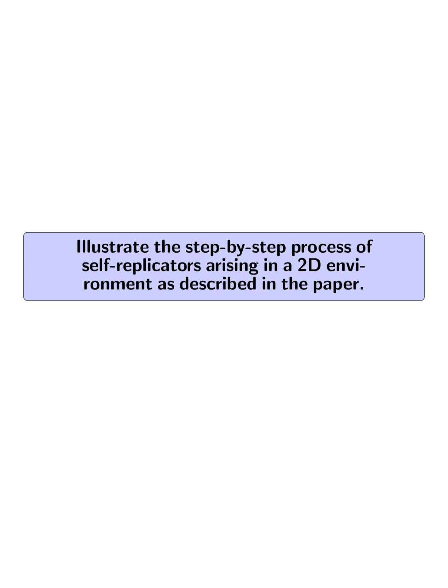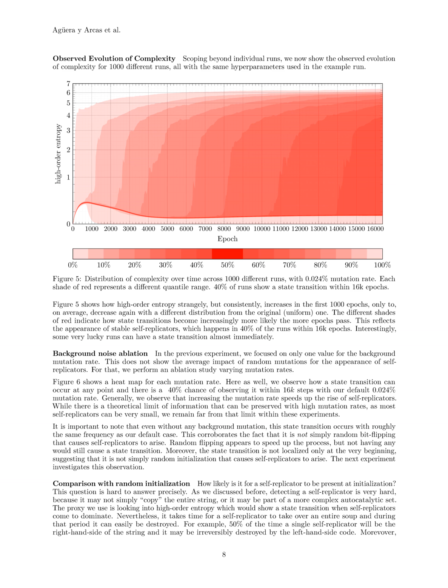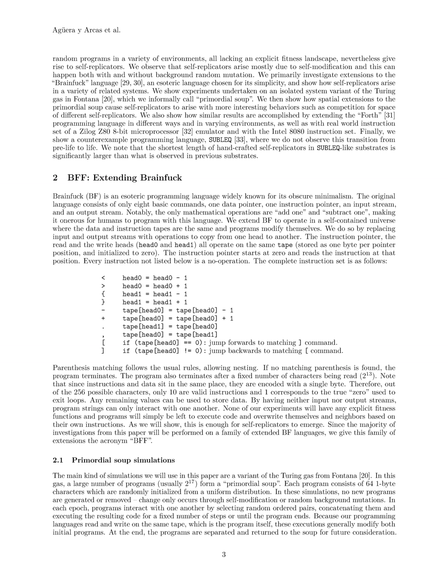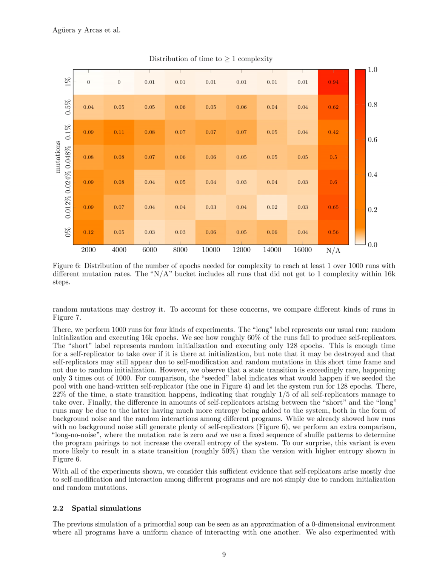Illustrate the step-by-step process of self-replicators arising in a 2D environment as described in the paper. In the 2D environment described in the paper, a soup containing BFF programs arranged in a grid is set up. At each epoch, programs interact with their neighbors by selecting random pairs and executing the resulting code. The programs overwrite each other based on the interactions.